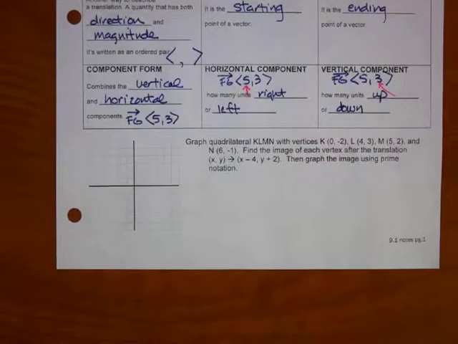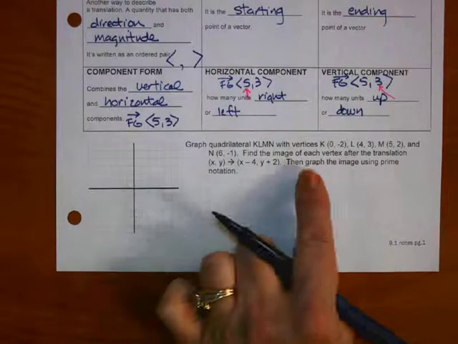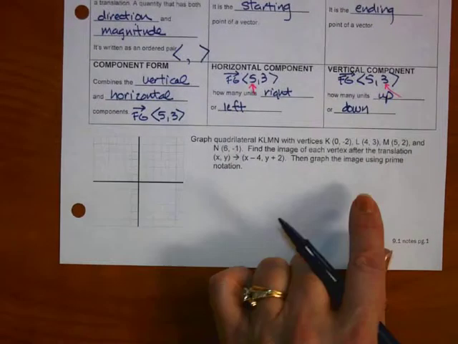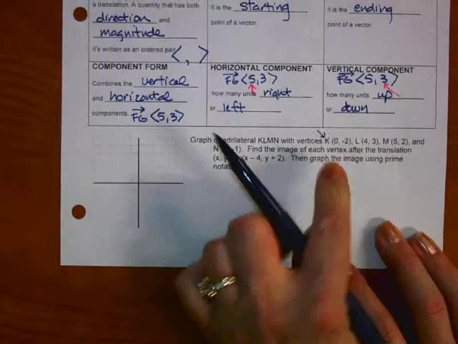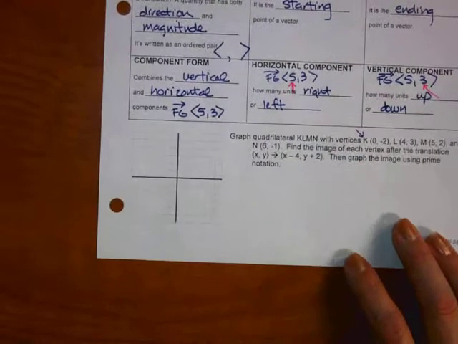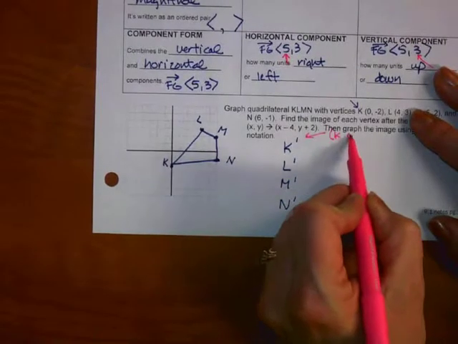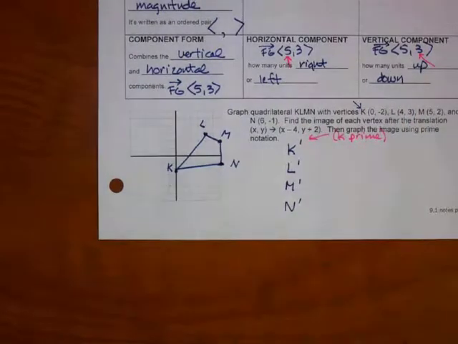It says graph the quadrilateral KLMN with these vertices right here. Find the image of each vertex after the translation of x minus 4, y plus 2. Then graph the image using prime notation. What I want you to do first is graph these 4 points and connect them. This stands for K prime is how you say it. K prime. You put that little tick mark next to it. It means it's the image. That's all it means. It's just what it's called, K prime.